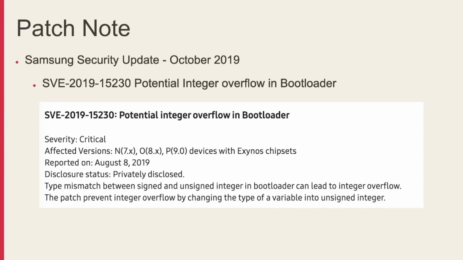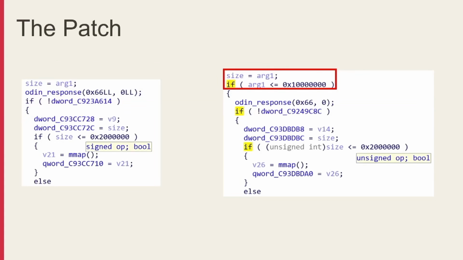Several months later, Samsung released the patch. The title is Potential Integer Overflow. After reading the description, I guess the reporter did not notice that the bug can lead to arbitrary code execution. The patch description said it fixed the unsigned comparison issue. But actually, Samsung did not only make the comparison unsigned, but also added a size check to prevent buffer overflow.